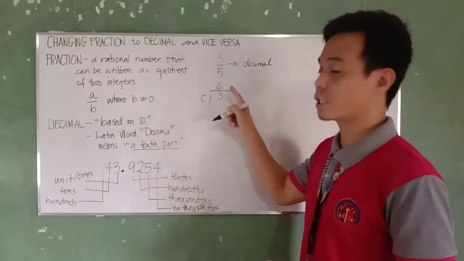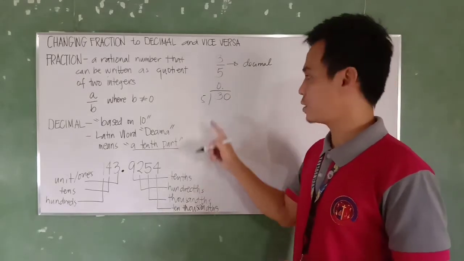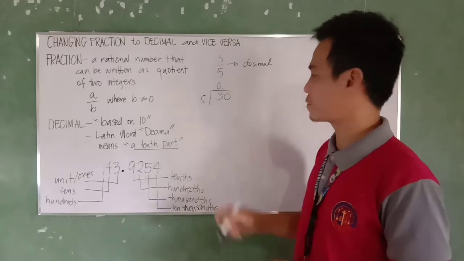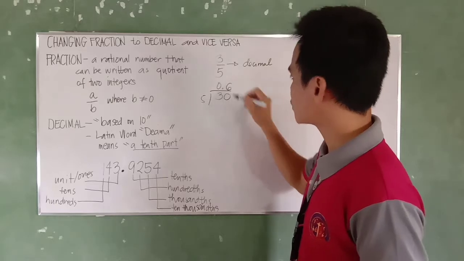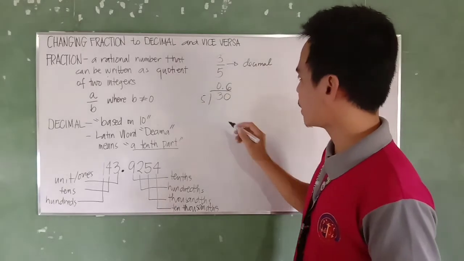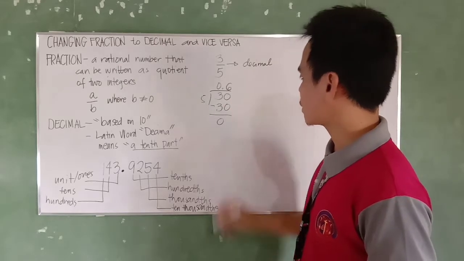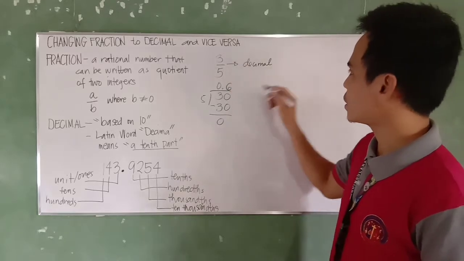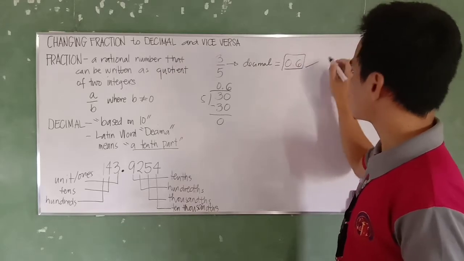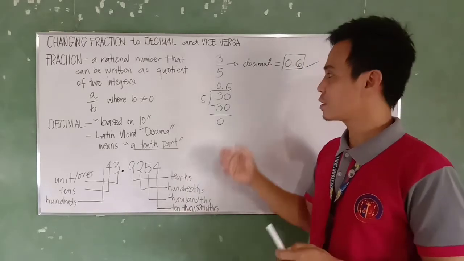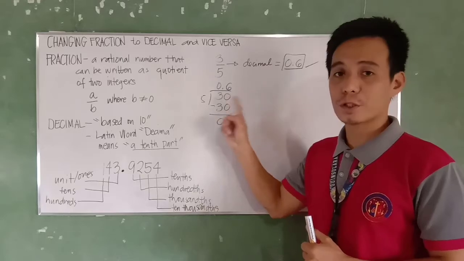let's put a decimal point there and borrow 0 para ma-divide natin yung number, okay? But let's put decimal point first, okay? So, therefore, 30 divided by 5 is 6. So, let's put 6 there. And 6 multiplied by 5 is 30. So, therefore, 30 minus 30 is 0. So therefore, 3 over 5 is equal to 0.6. So this is our answer, guys. Okay? Just simply divide your numerator by the denominator, if you do it manually.